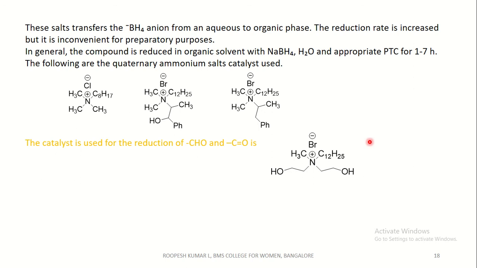This is one of the best catalysts, best PTC, used for the reduction of an aldehyde and ketone to the corresponding alcohols. For example, aldehyde is converted to the corresponding alcohol in the presence of a PTC and sodium borohydride. That is, borohydride in the presence of PTC gets transferred to the organic phase and then reduces the aldehydes to the corresponding alcohols.